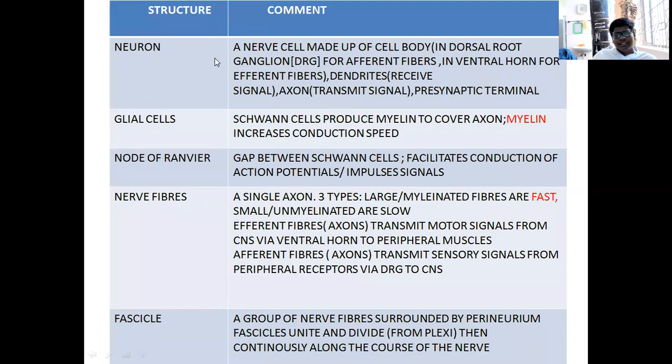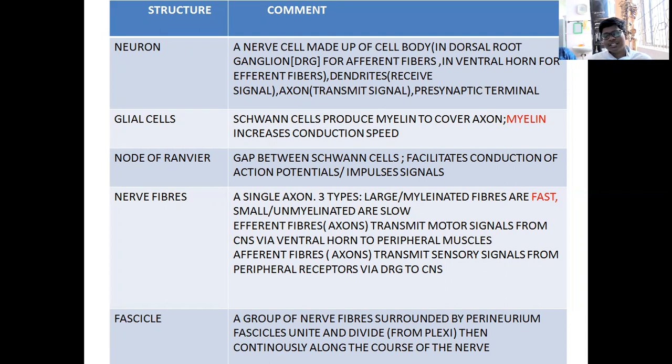And the structure in the nerve consists of neuron. Neuron means a nerve cell made up of cell body in the dorsal root ganglion for afferent fibers, in ventral horn for efferent fibers, dendrites, which receive a signal, and the axon, which transmits the signal, and then presynaptic terminal.